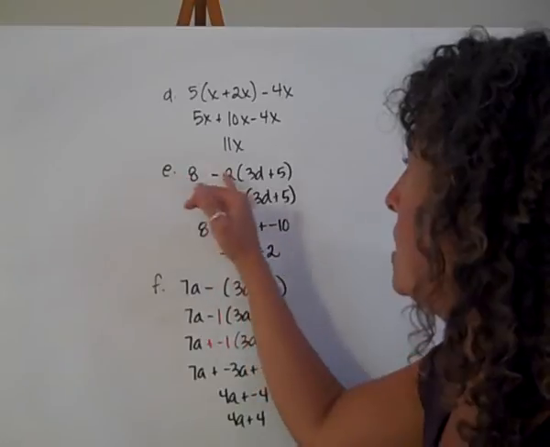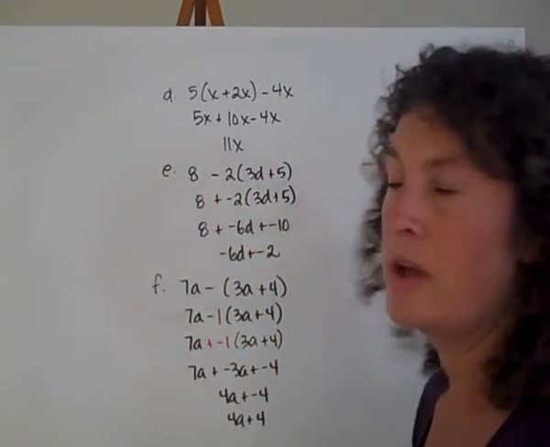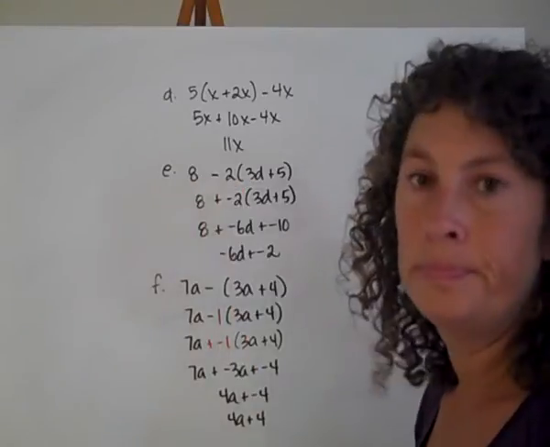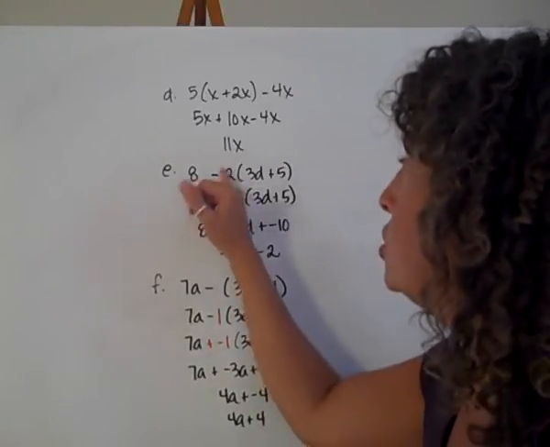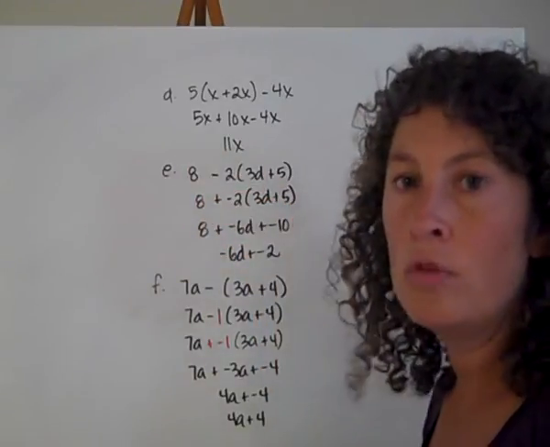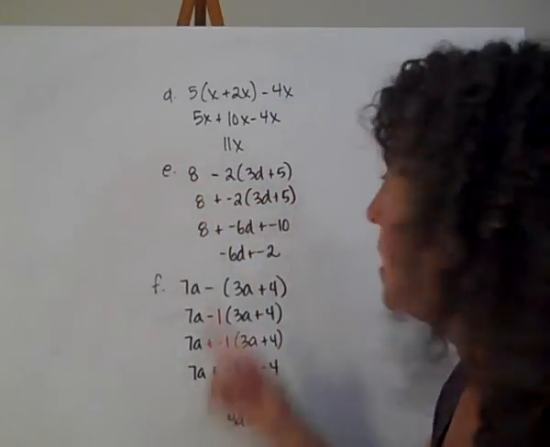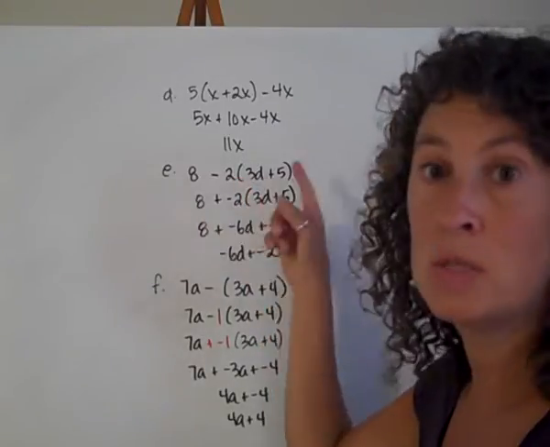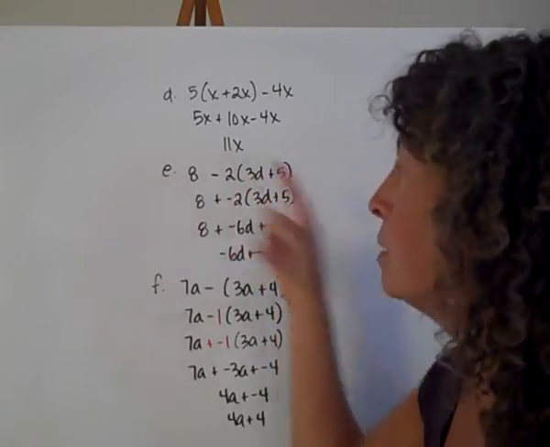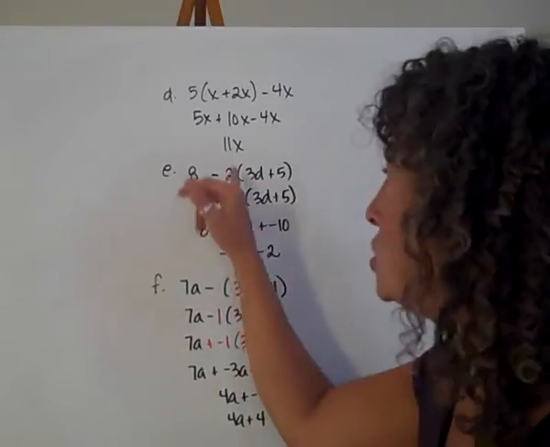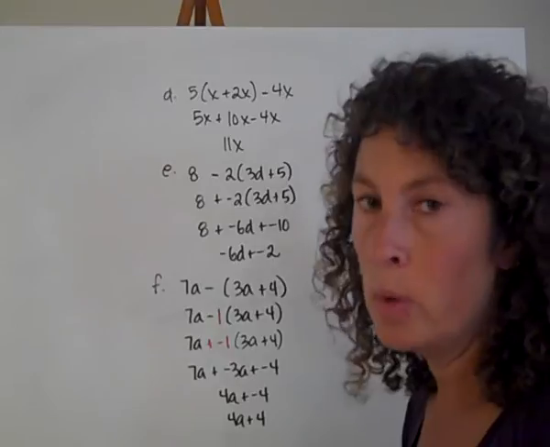8 minus 2, and then in parentheses 3d plus 5. What everyone wants to do is 8 minus 2. But we can't do that because this minus 2 is actually stuck to the parentheses, and order of operations says do parentheses first. So we have to do that. It also says that this 2 in the parentheses is multiplication, and I have to do multiplication before I do subtraction. So no matter how I look at it, I can't do 8 minus 2 right off the bat, but everybody wants to do that.